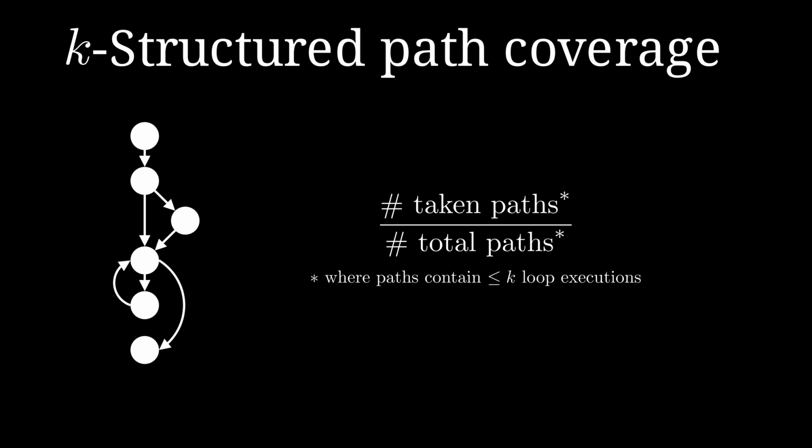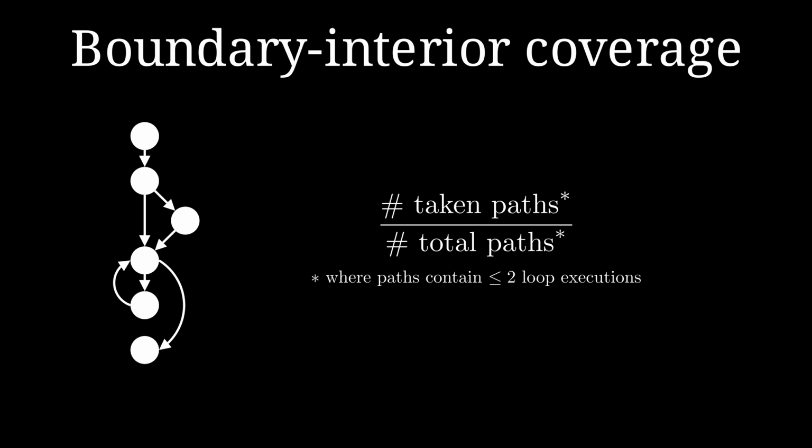But this is still comparably much work for little gain. It is, for example, quite unlikely that executing the loop 41 or 42 times makes a difference in their impact on assessing the code quality. Therefore, one special case is often used, which is the K-structured path coverage with K set to 2. This is then called boundary interior coverage.